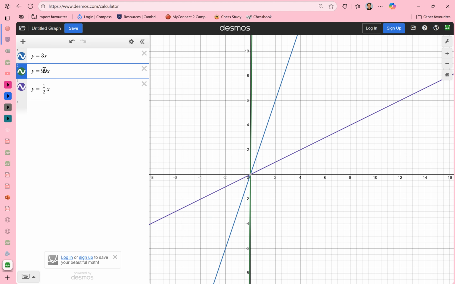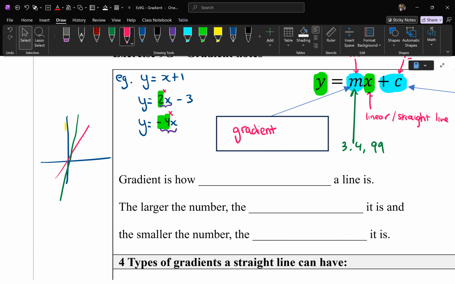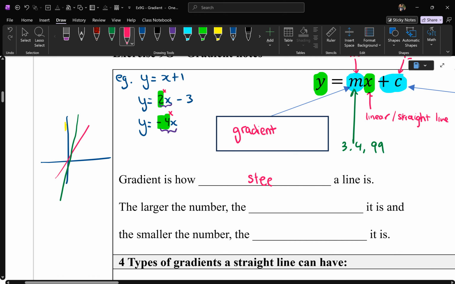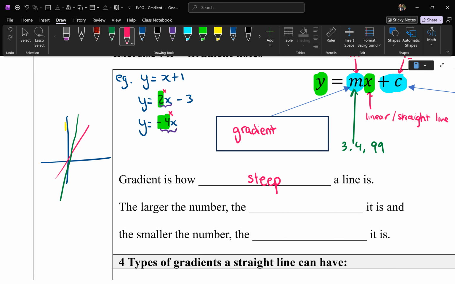See that green line? It's very steep, isn't it? It's a very steep line compared to 3. So that's what the gradient is. The gradient is how steep a line is. It determines how steep. And the larger the number is, the steeper it is.